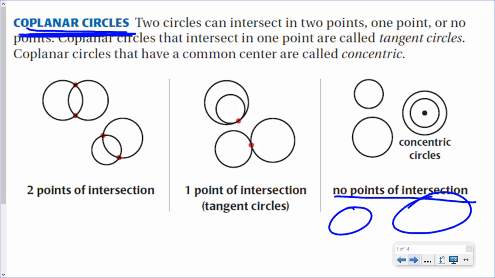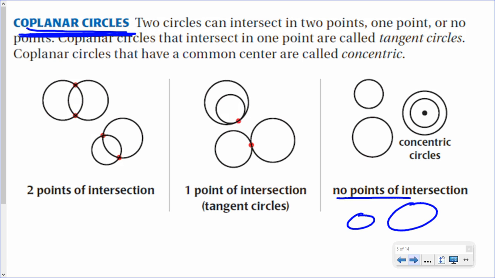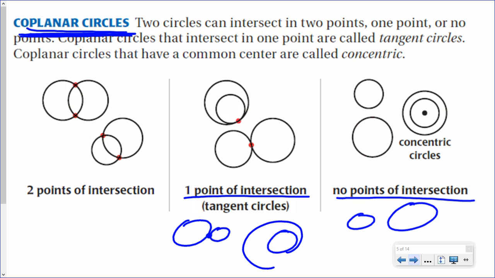So let's organize our notes. You have 3 columns just like they do. The one on the right, no points of intersection. The one in the middle, if you have 1 point of intersection, the 2 circles would hit right here. Or you'd have a circle inside a circle where they would hit right there. That's a bad drawing, but they would hit.